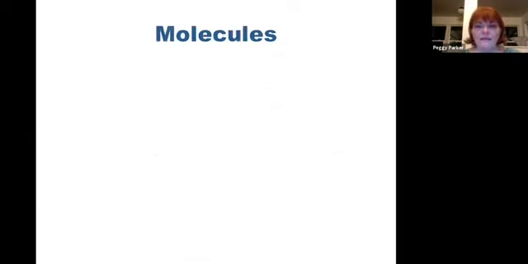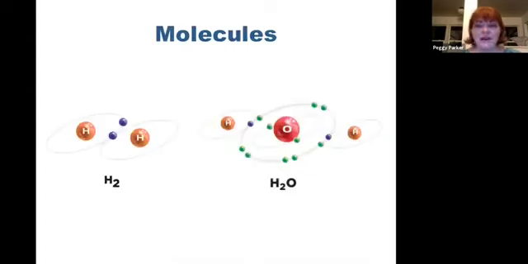But atoms can bond together in different ways to create molecules. And here are two different molecules. So H2 are two hydrogens that have bonded together. They're in a relationship here, and because there's two of them, it has the signature of H2, or two atoms of hydrogen that have come together to make a molecule.